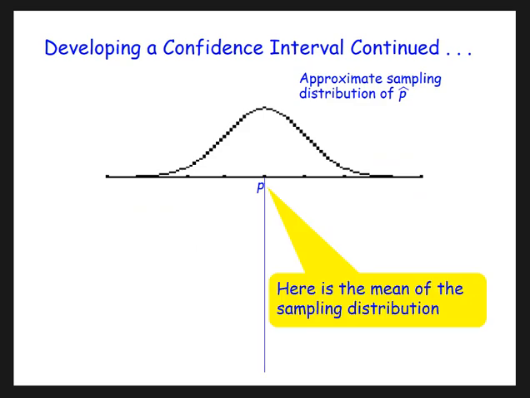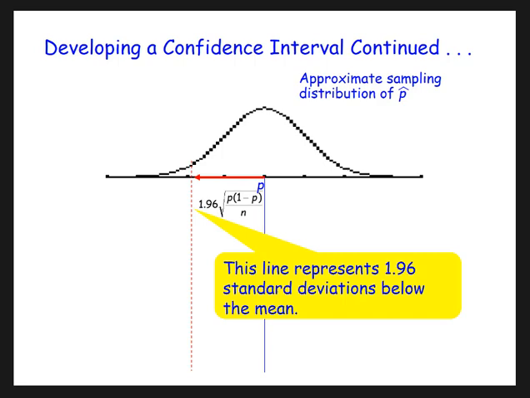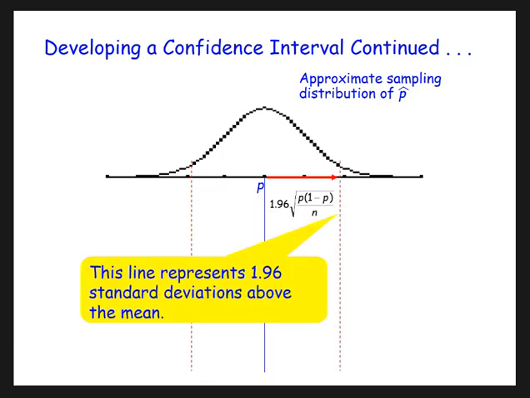So if this is the mean of the sampling distribution, that's our P, which remember is equal to the population proportion. This bell curve represents the sampling distribution for those sample proportions. We go 1.96 times that standard error to the left, and we go the same distance to the right. That range should contain the proportion of 95% of all the samples we could take.